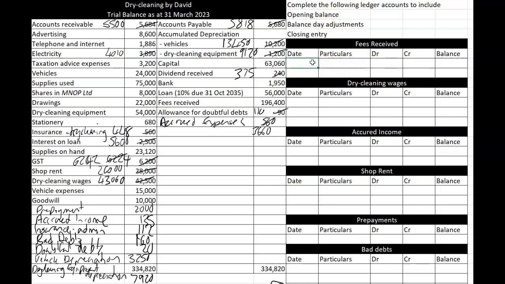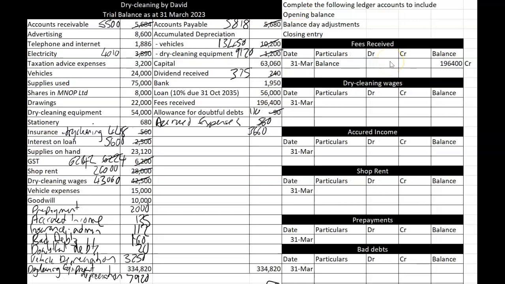For the fees received, we're going to have the balance to start with. And this is the figure that's actually printed, so 196,400. Just write CR next to that. Just widen that so you can see. Right, so we've got the credit balance in there.